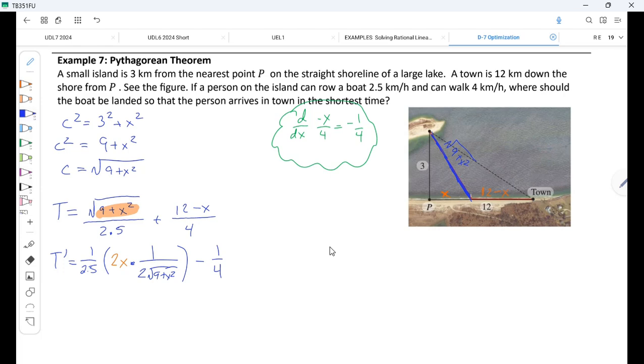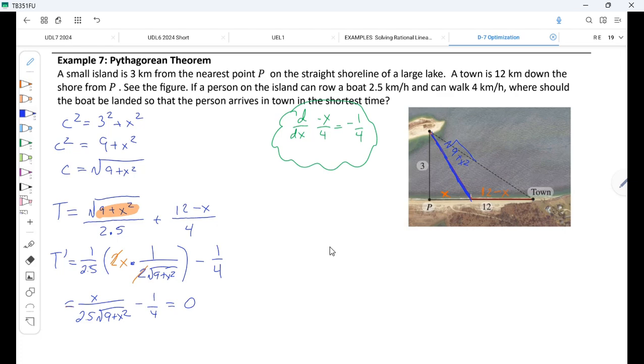I think I found my t prime. Sure looks like I can do a little cancellation there, make life slightly more bearable. But I don't think this one's going to be super, super hard to solve either. We just have to clean some things up. I'm going to put those two fractions together, and I'm going to have x over 2.5 root 9 plus x squared. And we want to set that equal to 0.